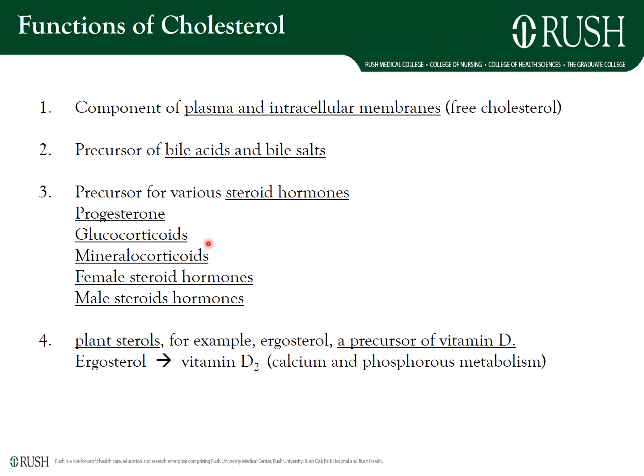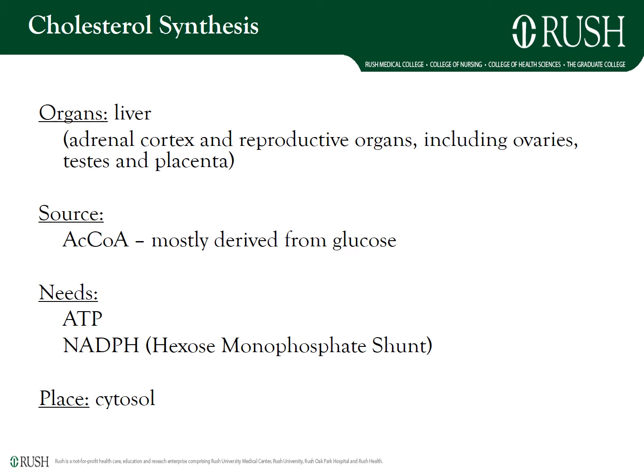Progesterone, glucocorticoids, mineralocorticoids, and sex hormones are synthesized from cholesterol. We can also produce vitamin D precursors and derivatives, and cholesterol is helping. Cholesterol is synthesized mainly in the liver, as I mentioned. However, adrenal cortex and reproductive organs, ovaries, testes, placenta, may be able to synthesize some, but these cells can also take up cholesterol from the circulation to produce steroid hormones in situ.